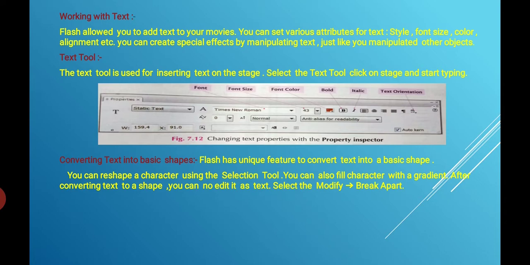By using break apart option, we can convert a text into basic shape. It is available in Modify menu. Then select a Break Apart option.